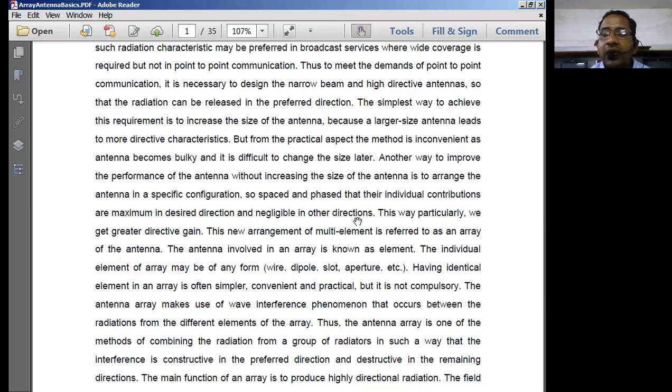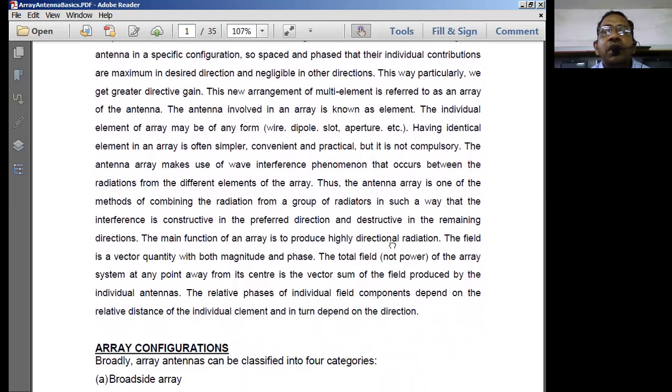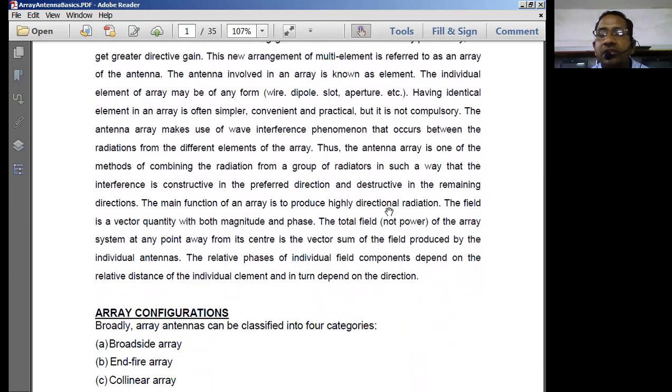So here we are going to arrange the antenna configurations in a particular specific way, where we place the antennas equally spaced or unequally spaced, and with or without phase differences in an array. Thereby we achieve the directivity in specific directions. This way we get greater directivity and gain. So this new arrangement of multiple elements is referred to as an array of antennas.